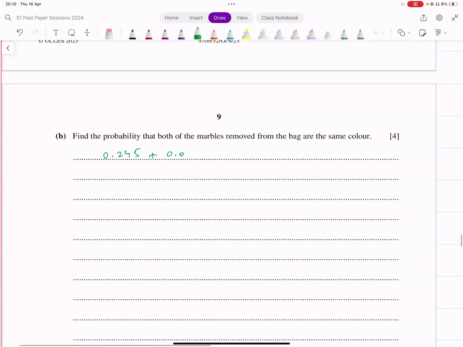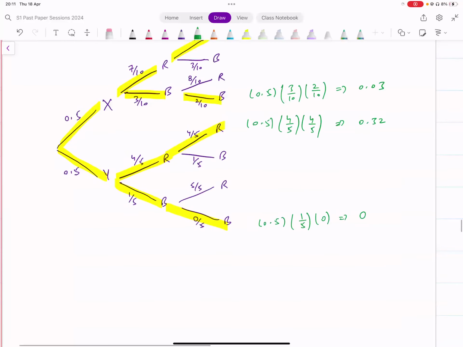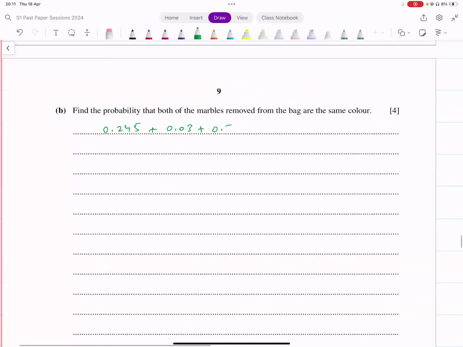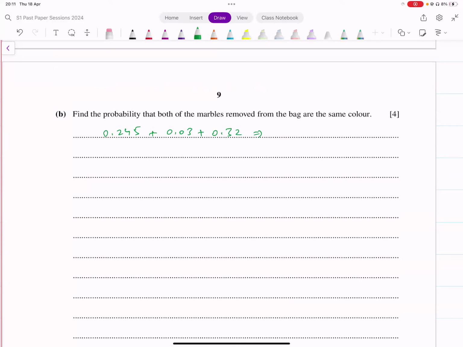0.245 plus 0.03 plus 0.32, and that's going to give you the result. What do you get? 0.245 plus 0.35, and that's 0.595, right? That's 0.595. That's what we're getting from this. 0.595 is the probability that both of the marbles removed from the box are the same color. Okay.